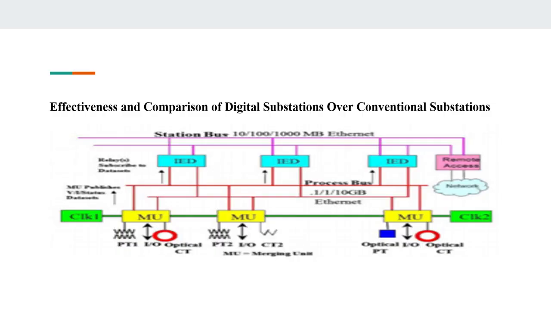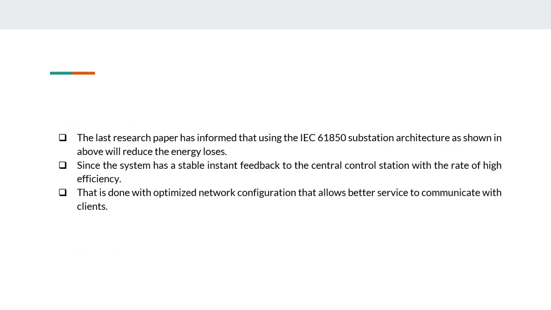The final research paper is the Effectiveness and Comparison of Digital Substation over Conventional Substations. The last research paper informs that using the IEC 61850 substation architecture, as shown above, will reduce energy losses, since the system has stable instant feedback to the central control station with higher efficiency. That is done by optimizing the network configuration, which allows better service to communicate with the clients.